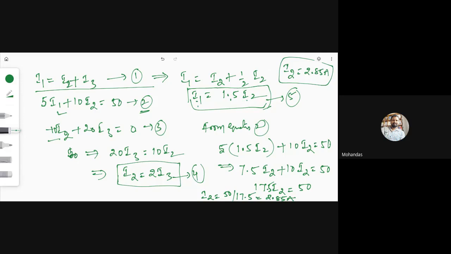Once you know I2, what is the I1 value? Let us substitute in this equation. So I1 equal to 1.5 into I2, 2.85. 4.275, sir. 4.275 amperes. Okay. So after getting I1 and I2, what is the I3 value here?